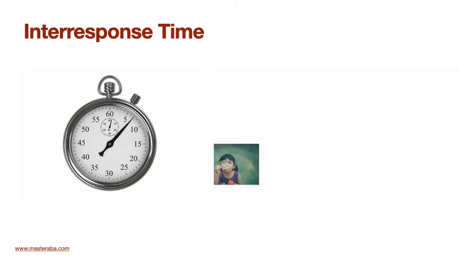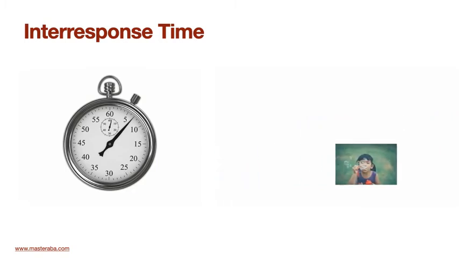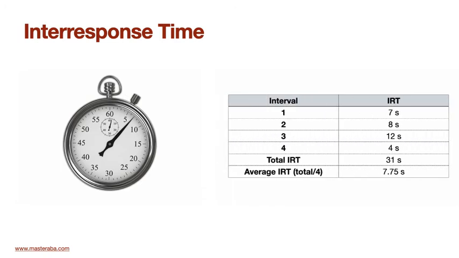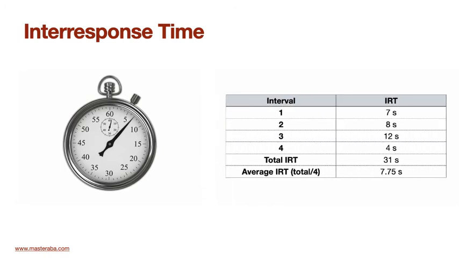Okay, now let's take a look at the data. In interval 1, there were 7 seconds between the first behavior and the second. In interval 2, there were 8 seconds. In interval 3, 12 seconds. In interval 4, there were only 4 seconds.